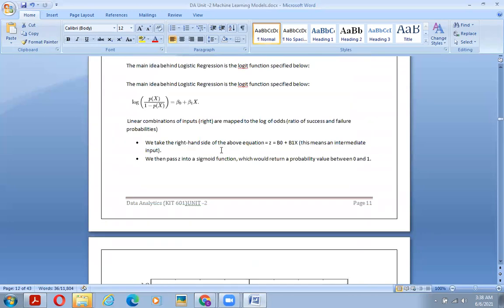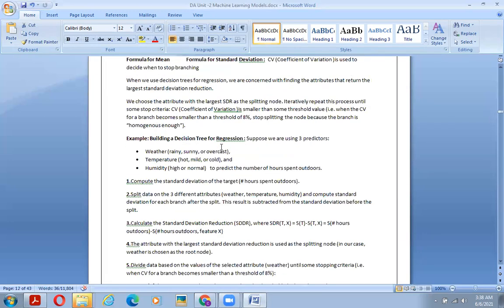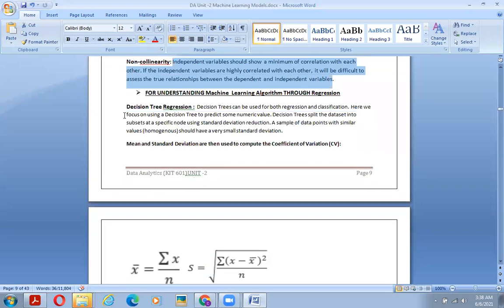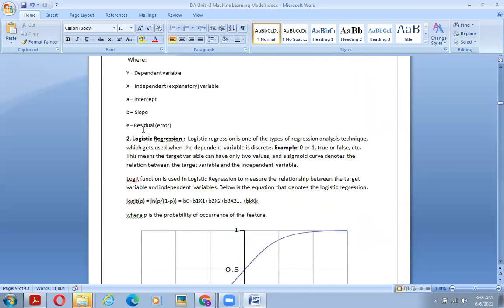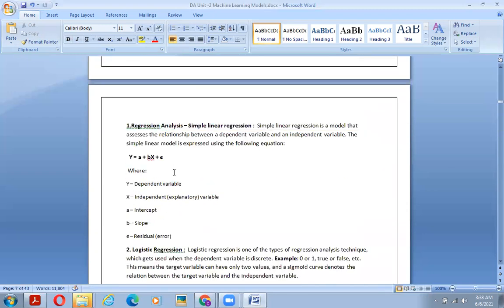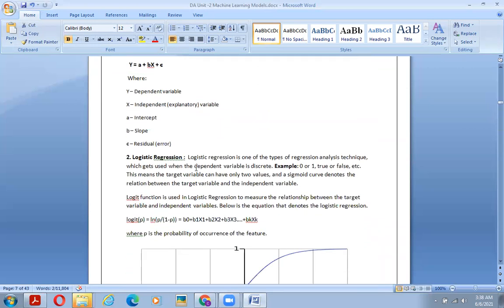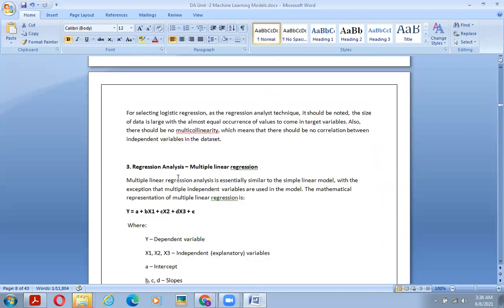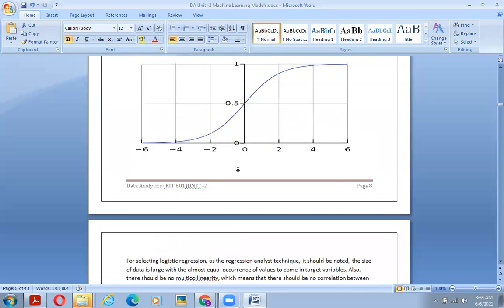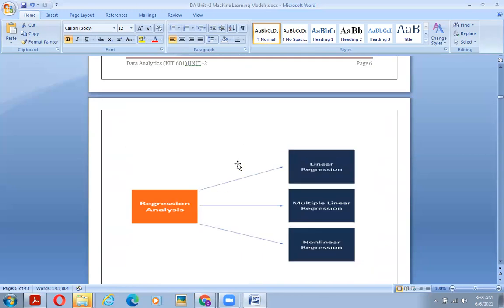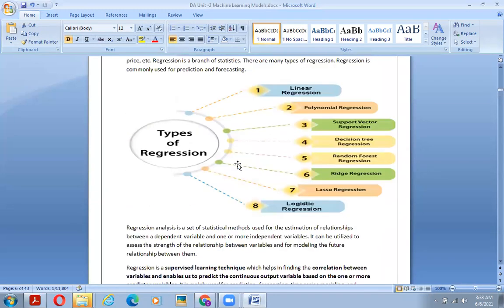So, we have decision tree regression as well. It is basically used in machine learning algorithms. Regression is a very vast field. We get different types of regression, but we define mainly three: simple regression, logistic regression, then multiple linear regression.